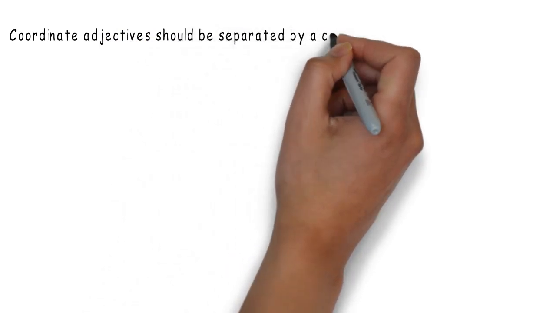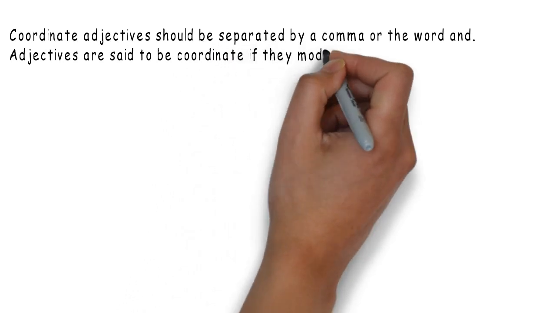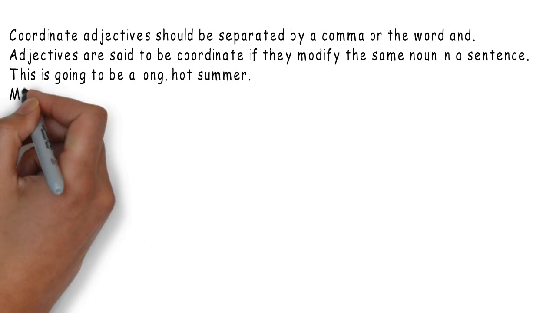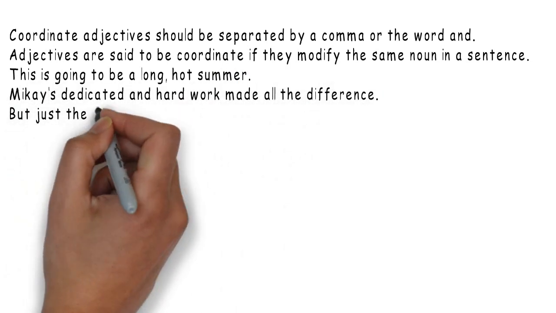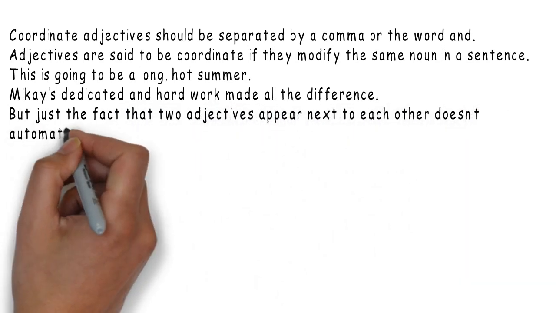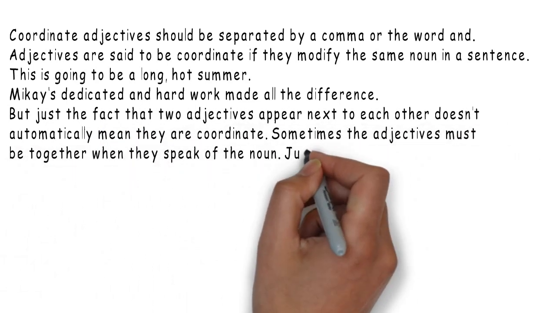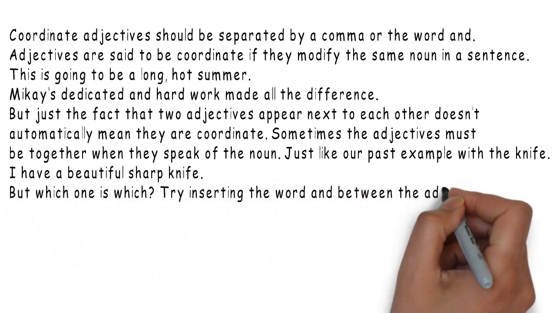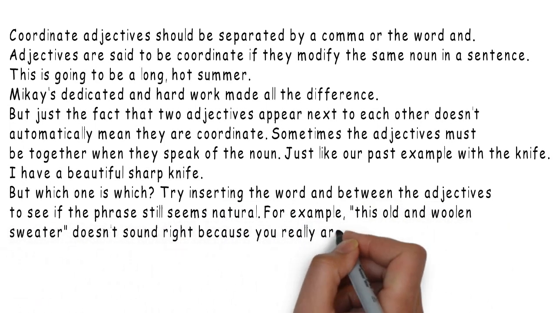Coordinate adjectives should be separated by a comma or the word and. Adjectives are said to be coordinate if they modify the same noun in a sentence. This is going to be a long, hot summer. Mikai's dedicated and hard work made all the difference. But just the fact that the two adjectives appear next to each other doesn't automatically mean that they are coordinate. Sometimes the adjectives must be together when they speak of a noun. Just like our past example with the knife, I have a beautiful sharp knife. But which one is which?